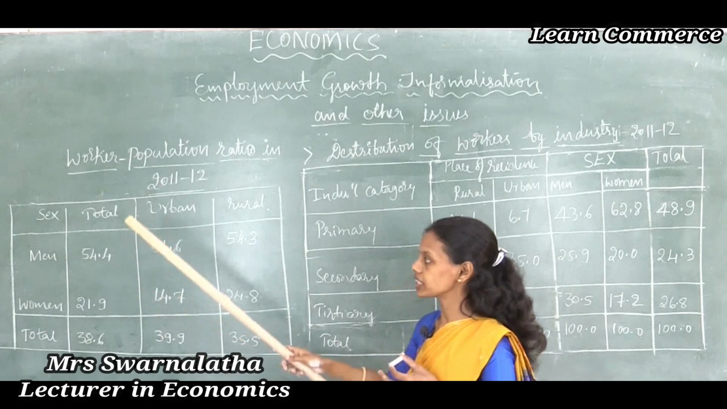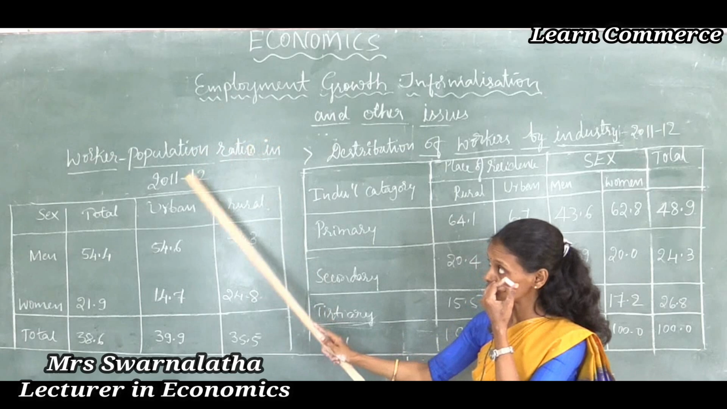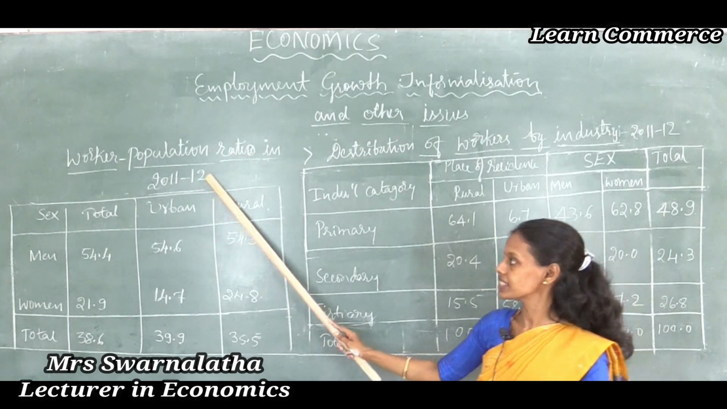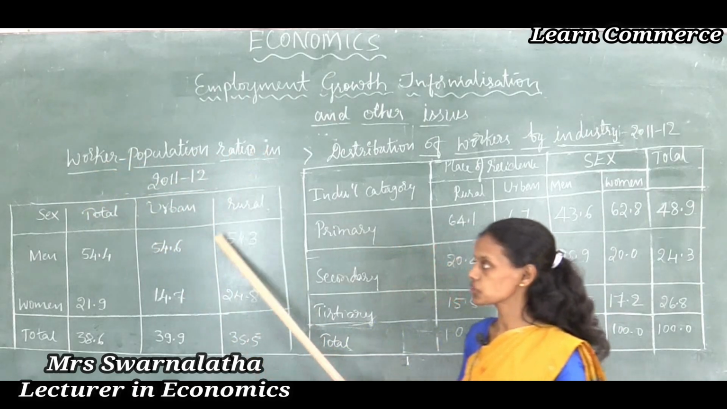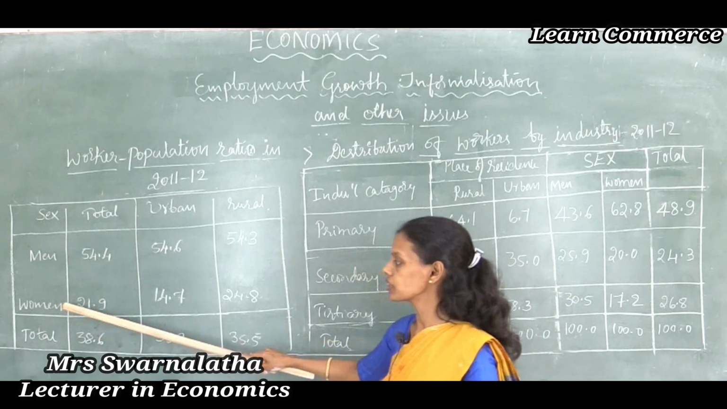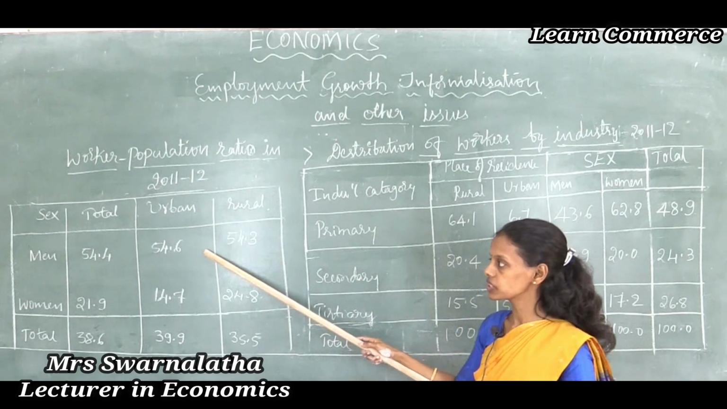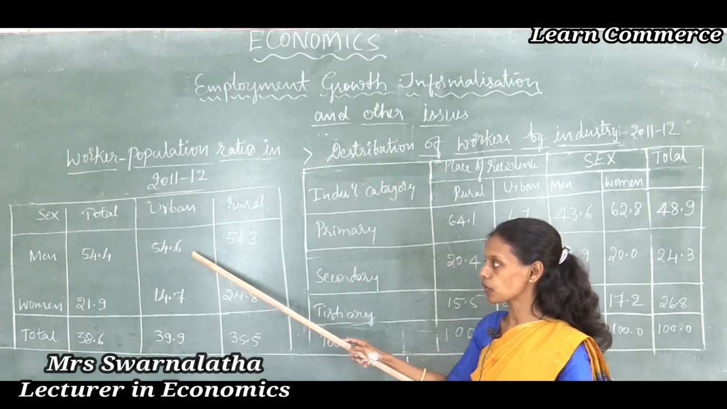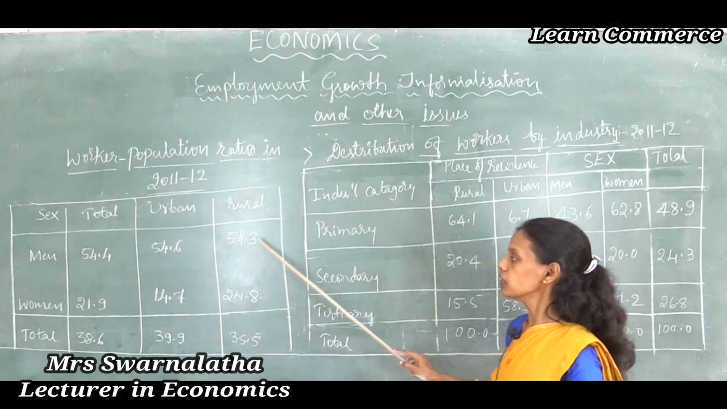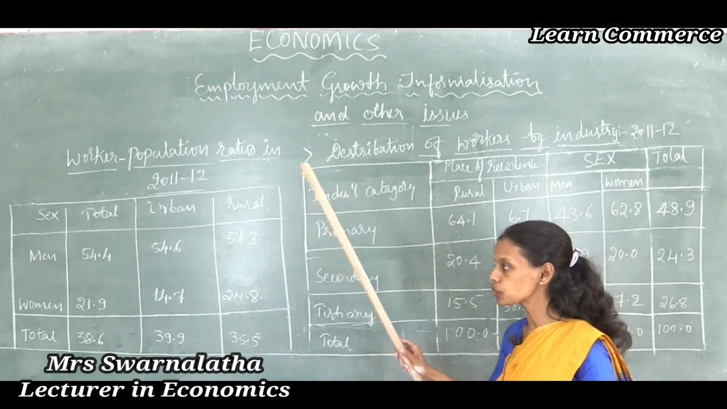Let us look at it through the table. You can understand very easily what the workers population ratio is in 2011-12. So according to the 2011 census, the workers population ratio is shown here. Considering sex, men and women, the urban workers population ratio is 54.6% men working in urban areas and 54.3% of men were working in rural areas.